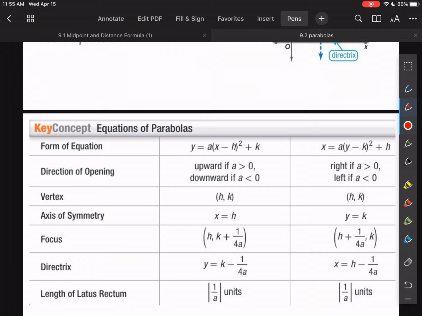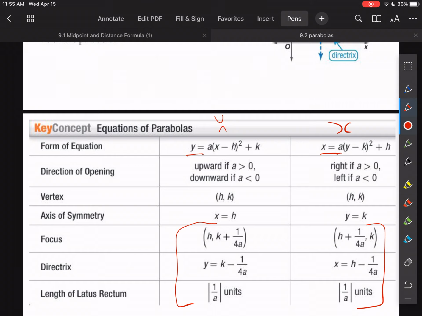So back to 9.2 parabolas part 2. Here we go, guys. We left off in this chart, with this stuff remaining. Remember this. Just recall that for parabolas in the form y equals, these are opening up and down, and for x equals, these are opening right and left, depending on whether the a term out front is positive or negative.